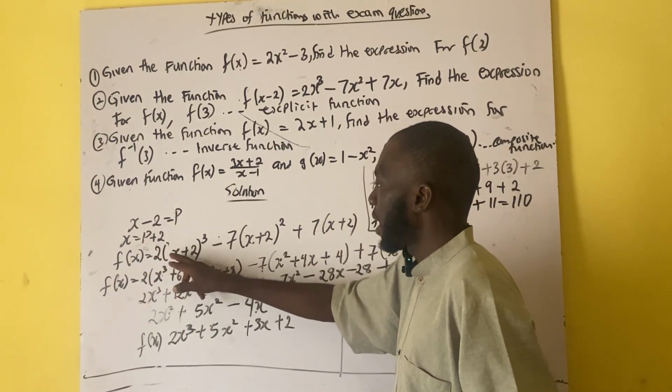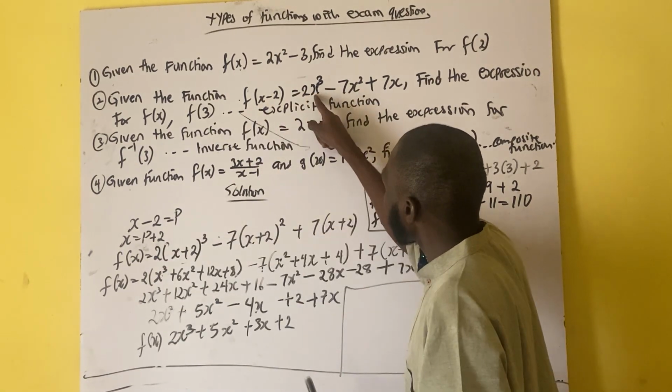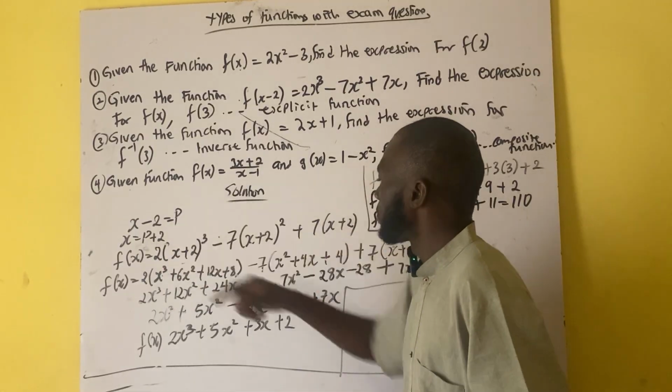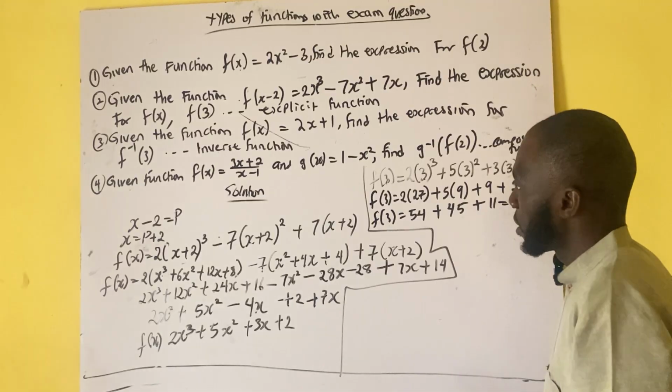X there. That's why we have it as 2 brackets. This 2 is from here. Then this x cube has become x plus 2 based on what we have here. So this is just number 2. Now number 3.